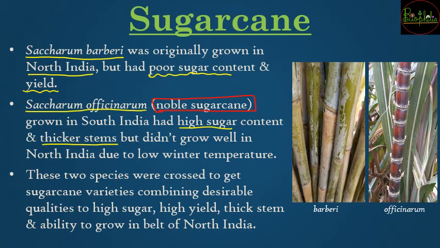kar paya. Now it was the task ki ye jo characteristics hai officinarum ke, the two characteristics are very good, that is high sugar content hai, thick stems hai, ek hi problem hai, yani wo north India mein survive nahi kar raha hai. So for that reason there were many combining of desirable qualities and with the desirable qualities a new species was formed which was able to grow in the belt of northern India. So दोनों को cross किया गया, दोनों के varieties से ऐसे qualities को select किया गया and then the sugarcane had been grown which had better survivability in the northern country as well as to have the higher sugar content and comparatively thicker stems.